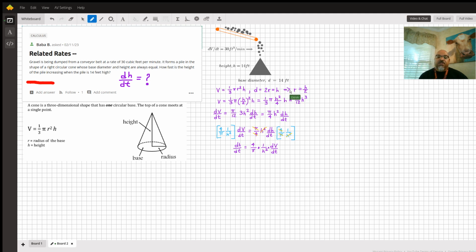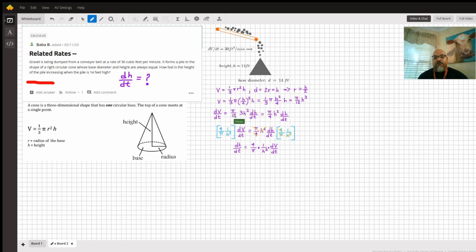So substituting in h over 2 in the formula for the volume, we get eventually, as you can see here, the formula pi over 12 times h cubed. Now we take the derivative of that because that's the formula for the volume. Now we got to find the derivative of the volume with respect to time. And so basically it's implicit differentiation.